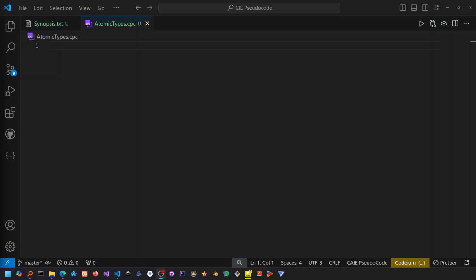Hello and welcome to episode 5, and in this episode we are going to be looking at atomic types in pseudocode. So for pseudocode, the way that we designate the atomic types for various data that we'll be working with is we make use of 6 main primitives. We call these primitives because these are the most basic data types that exist.